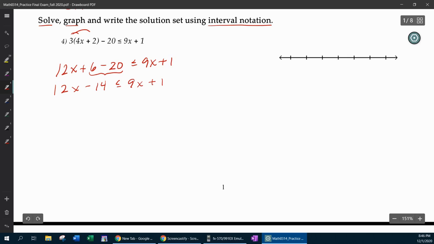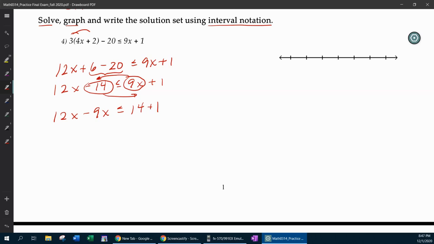Then we need to get all of our x's together and all of our constants together. So we're going to have 12x. Now that 9x is going to become negative when it comes over, less than or equal to. That 14 will become positive when I bring it over. Combine like terms: 12 minus 9 is 3x, and 14 and 1 is 15. Divide both sides by 3. x is less than or equal to 5.